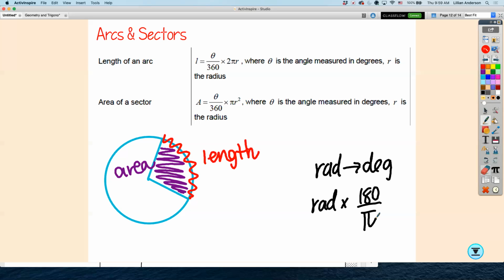Do we change the mode to radian? You do not change your mode to radian. You leave it as degree. You leave it as degree. All right.